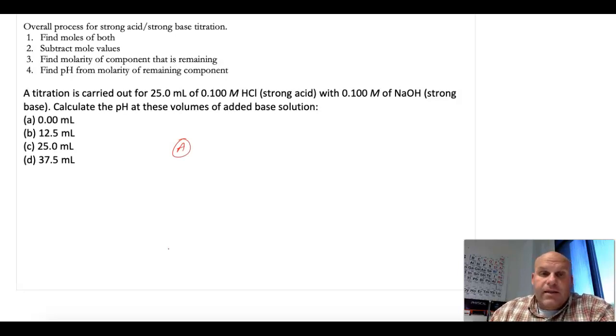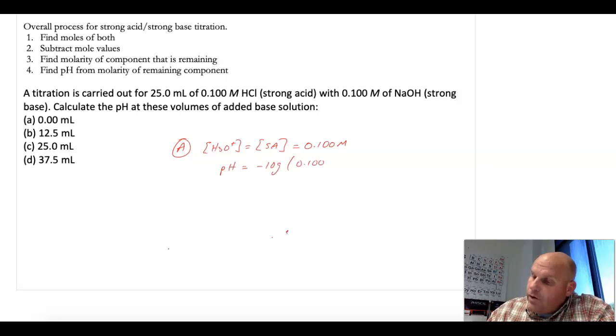It's going to be the concentration of the H3O plus is going to equal the concentration of the strong acid. They gave me the concentration of the strong acid as 0.100 molar. So to calculate the pH, I'm just taking the negative log of 0.100 molar, and I'm getting a pH of 1.00. Whatever concentration they give me in the problem, that's the concentration of my H3O plus, and I take the negative log of that value, and I have my pH.